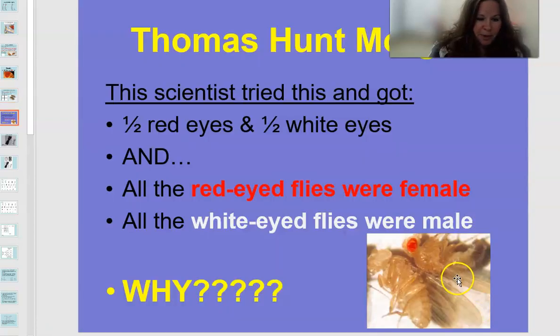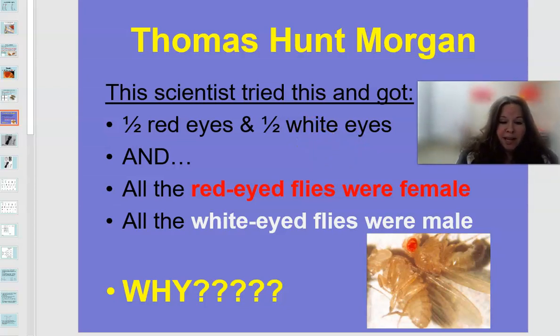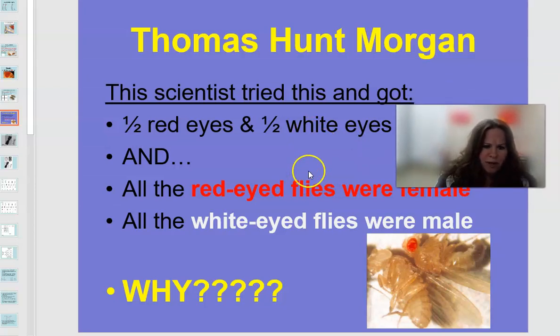Well, they did that experiment, and it's not what they got. The scientist's name was Thomas Hunt Morgan. Here are his results. He actually got half of the flies having red eyes and half of them having white eyes. So 50-50. And not only that, they noticed that all of the red-eyed flies were females and all of the white-eyed flies were males. So they set out to wonder why this was. Totally unexpected results.